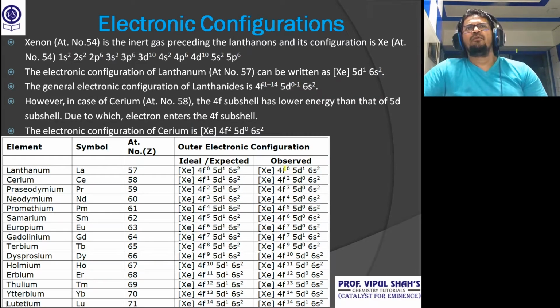Now we want to talk about the electronic configuration of elements 58 to 71. Listen carefully. The nearest inert gas is xenon. We don't write the whole configuration, we just write xenon, which includes the 54 electrons. Then we have to write 58 to 71.